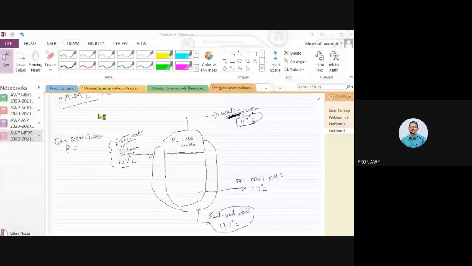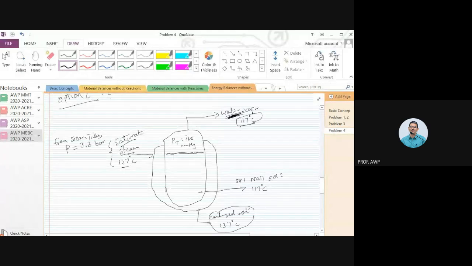Now let's go back to our problem. So this pressure is, let's say, 3.3 bar absolute. 330 kPa, kilopascal, is the same as 3.3 bar. Okay, now Praveen, tell me whether you want to increase this pressure or reduce this pressure.